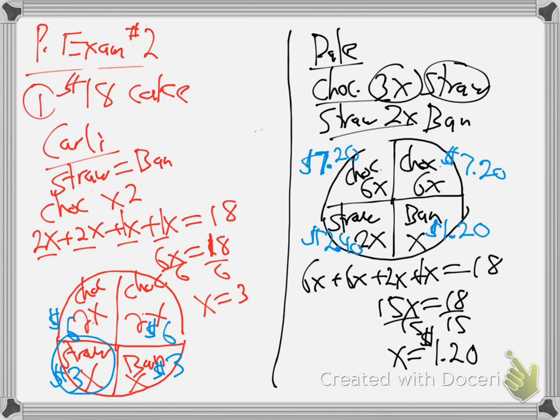So 720. So you could double check. Add those up. You should add to 18, right? 7.20, 7.20, 2.40, 1.20, the whole cake, $18, right?